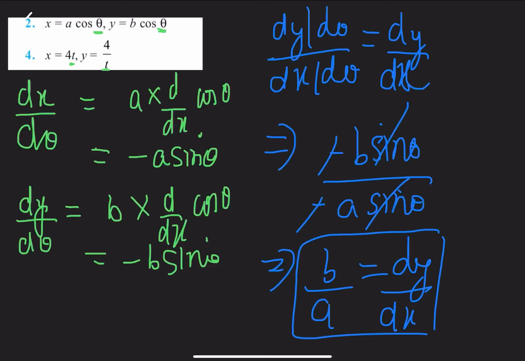I hope it is clear, everyone. Let's move to question number 4 now. Okay, question number 4, I'll write it again here. I'm sorry I have not taken the picture. The question is x is equal to 4t and y is equal to 4 upon t. This is the question. Alright.